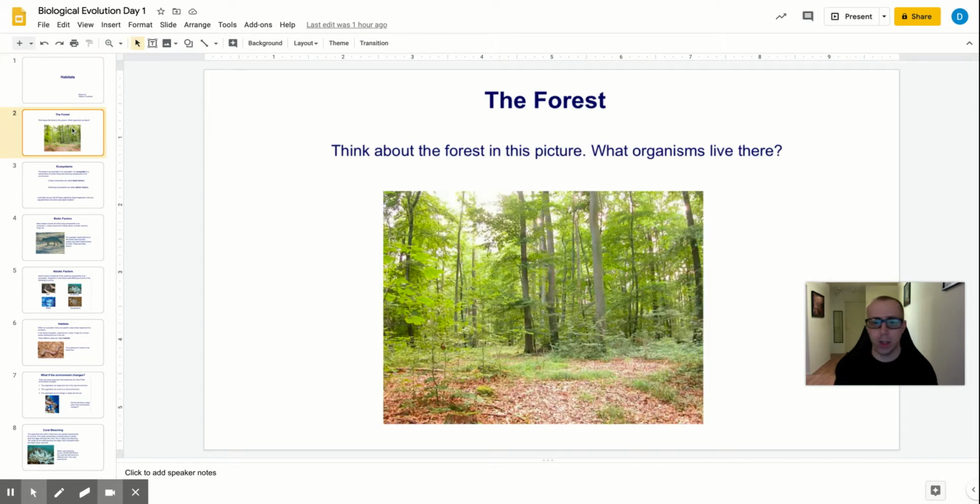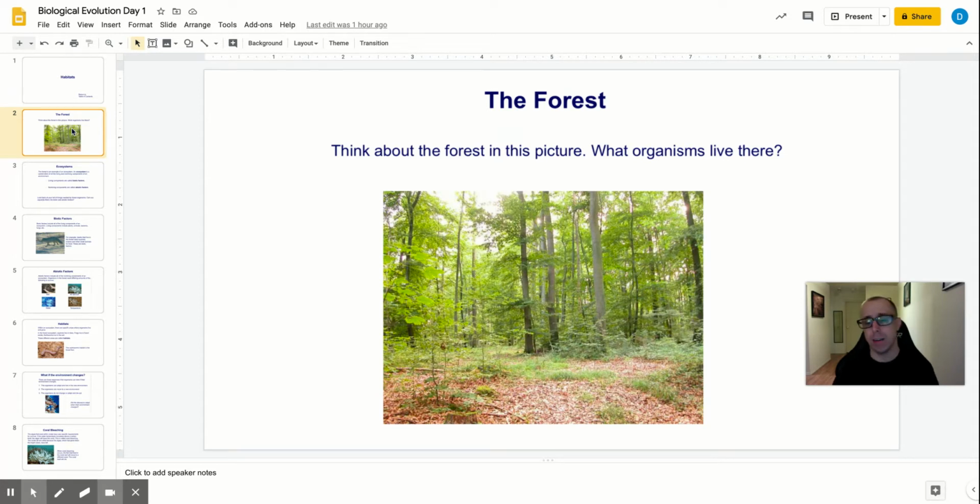So if we take a look at this forest, this woodland forest, which is the habitat most similar to where we live, before this land was settled, it was very wooded and very forested, and you still see areas that have forests just like this now. So think about this picture and what types of organisms live here. Okay, an organism is any living thing.